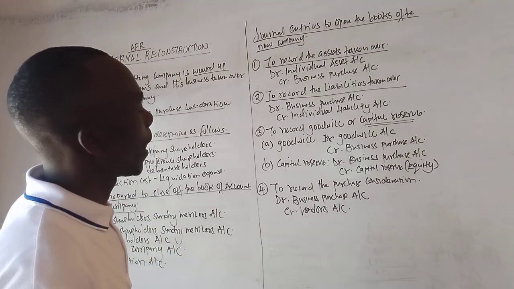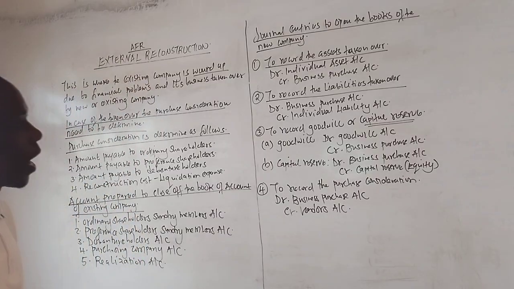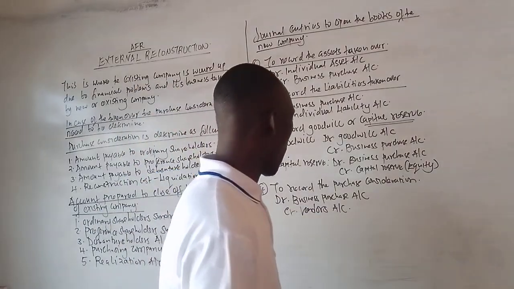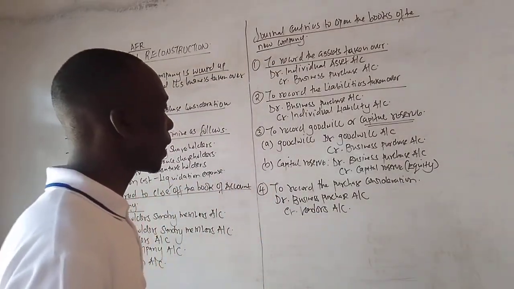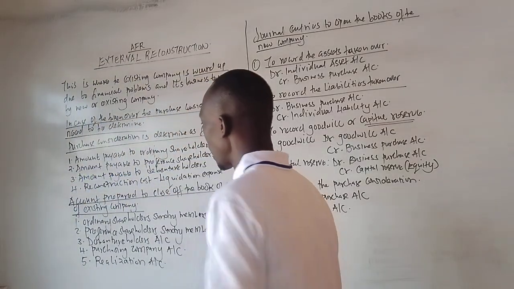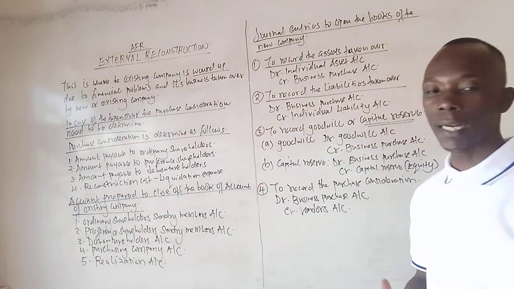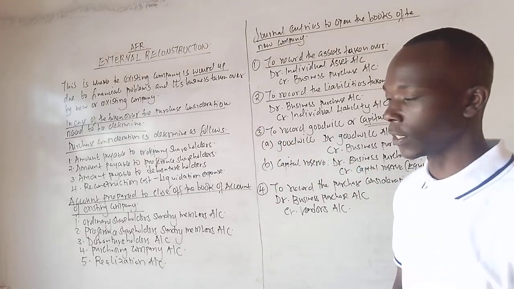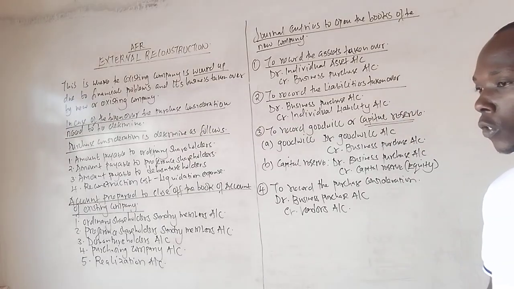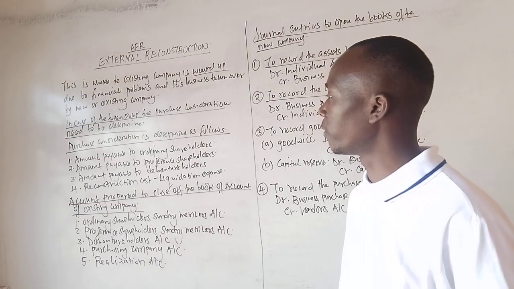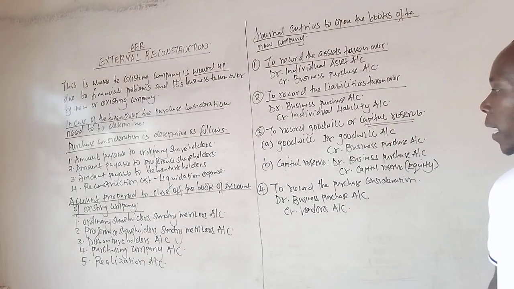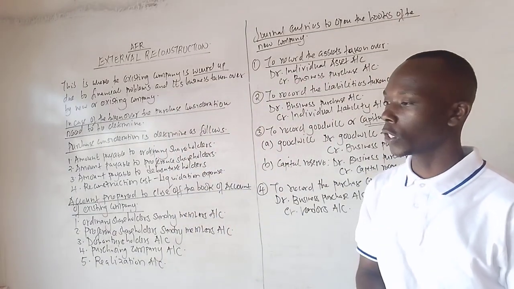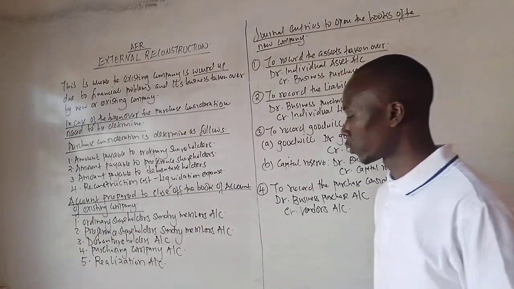So those are some of the journal entries to open the books of the new company. We have the asset taken over, liabilities taken over, goodwill or capital reserve, and also the purchase consideration. So this is all about the external reconstruction, and once you understand all this information, to adjust in any question of external reconstruction, it is going to be very easy. So I want us to look at one of the illustrations in our Advanced Financial Reporting past papers.